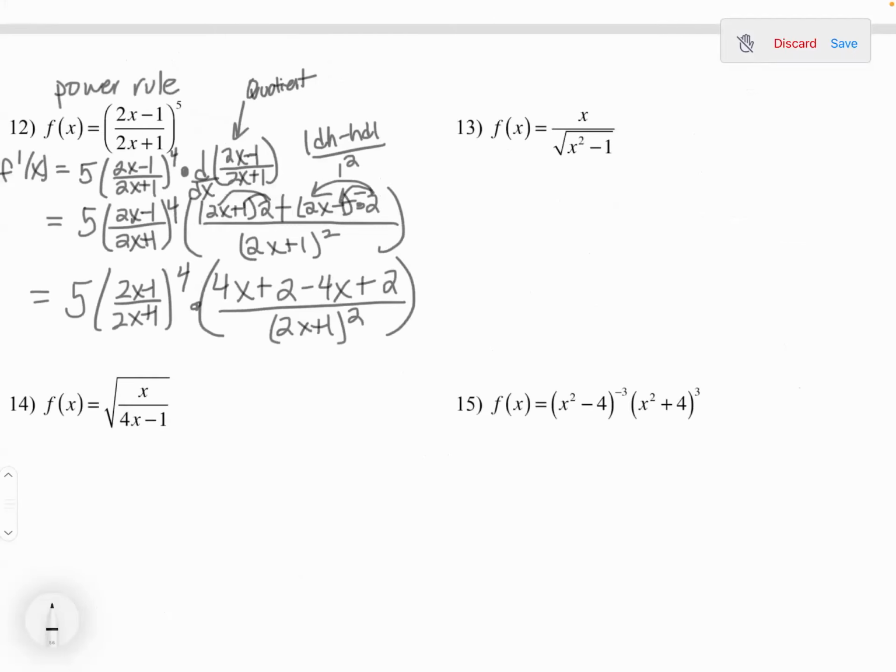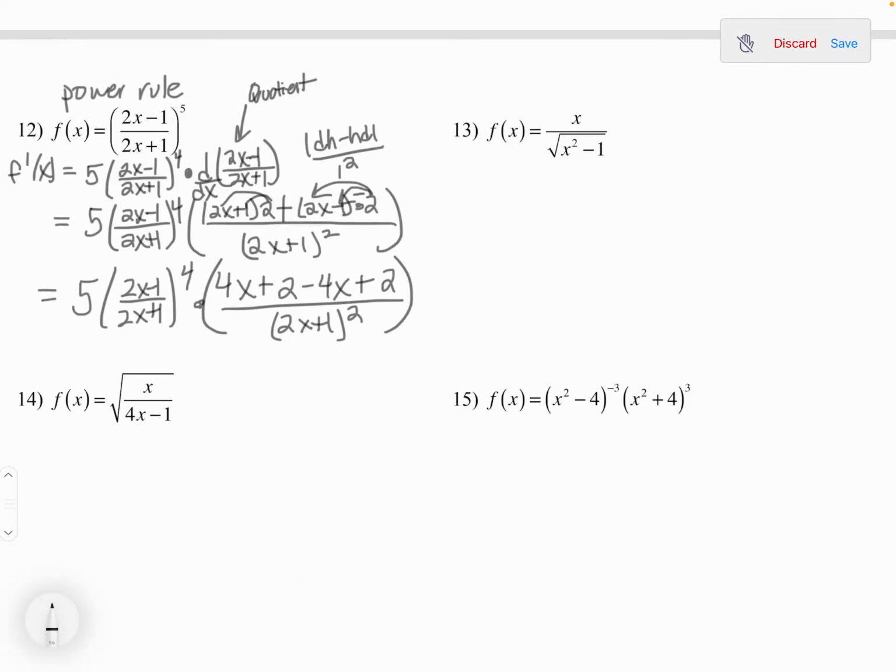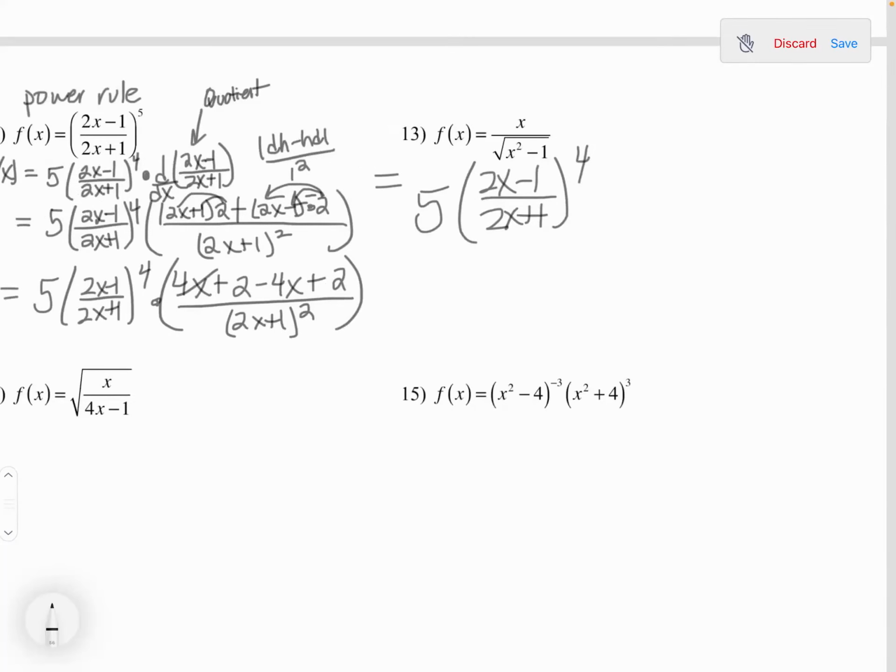If we combine our like terms, I'm going to have to erase some stuff to do 13, but that's okay. If we combine our like terms here, we get 5 times 2x minus 1 over 2x plus 1 raised to the 4th power. The 4x and the negative 4x cancel. 2 plus 2 is 4. So we get 4 on top, and we get 2x plus 1 quantity squared on the bottom.